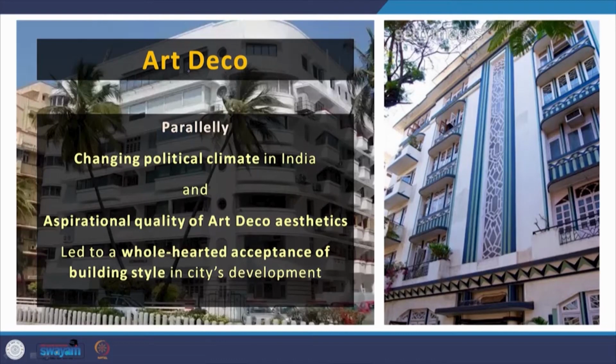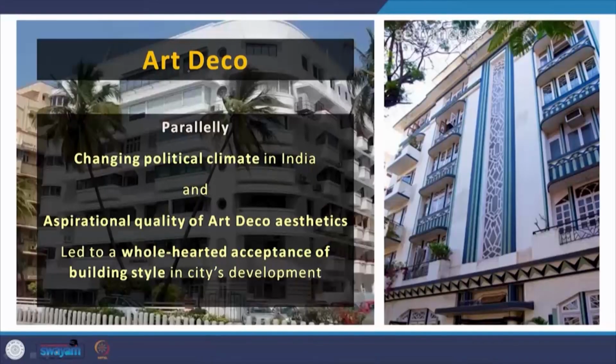Now, one of the important things that happened as a style in Mumbai at the time was Art Deco. Parallelly with the changing political climate in India at the time and the aspirational quality of Art Deco aesthetics, it led to a wholehearted acceptance of this Art Deco style in the development of Mumbai. Now, what is Art Deco?